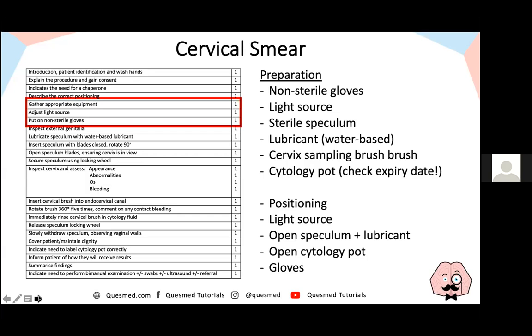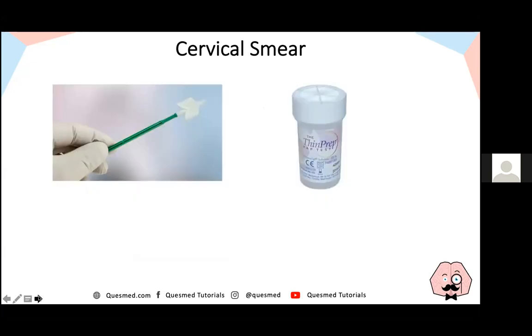I've got the cytology pot open just so I'm not fumbling about. And this is what a cytology brush looks like. So you can see there's kind of longer bits in the middle, tapering out to kind of more shorter brush tips. And that's the wee pot that smear tests go into.